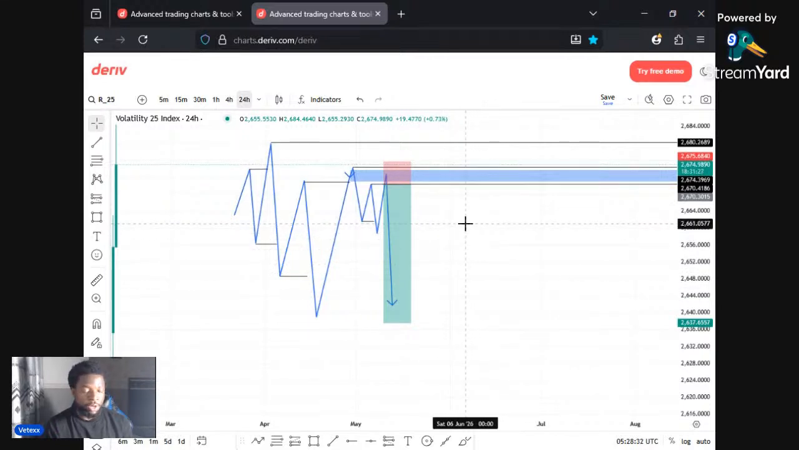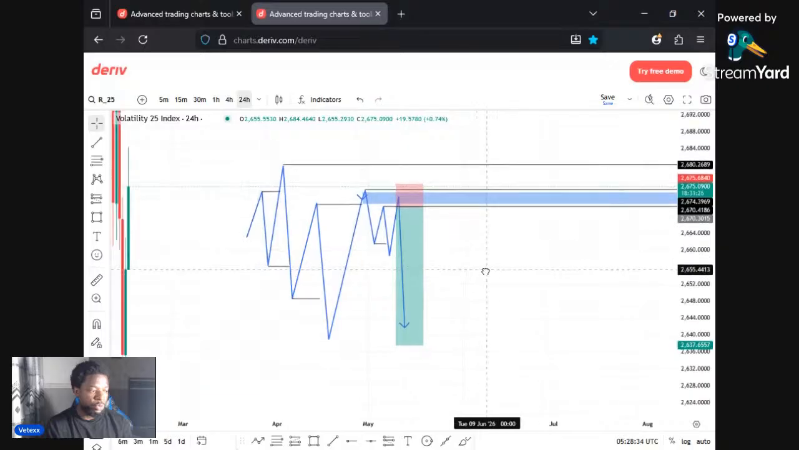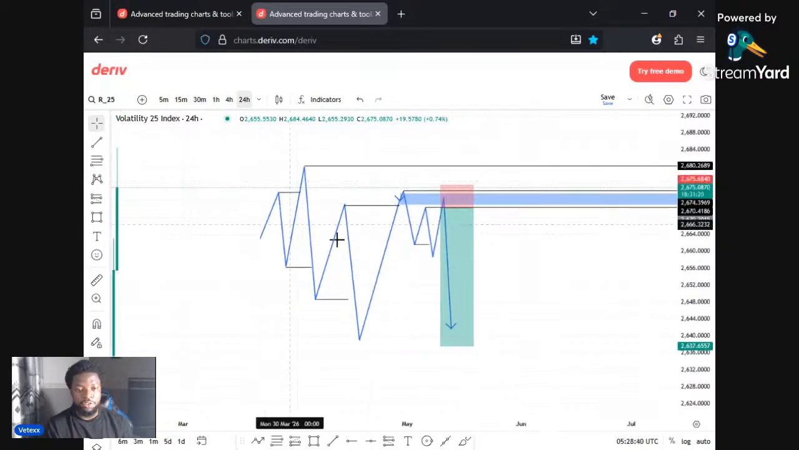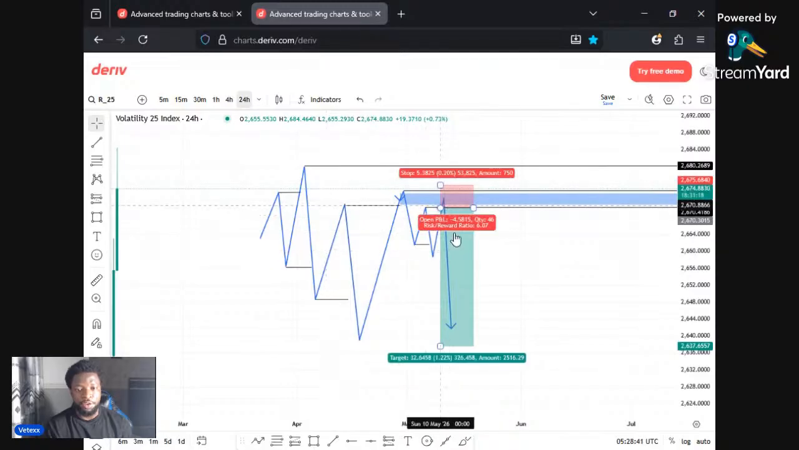If you have a 1 hour, you go to the 1 hour for your continuation. So this is basically it. The same thing you look at from the higher time frame, you scale to the lower time frame, and then you find the same thing.